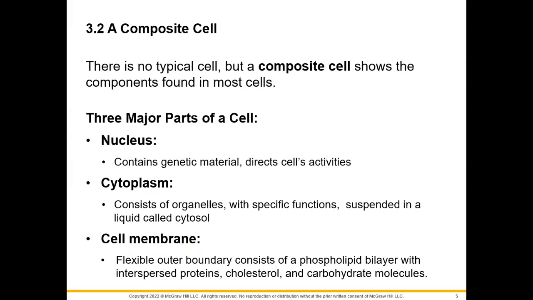There's no typical cell, but a composite cell shows the components found in most cells. Most cells have three major parts: a nucleus that contains genetic material, it directs the cell's activities; cytoplasm that consists of organelles with specific functions, suspended in a liquid called cytosol, which we also call intracellular fluid; and the cell membrane, which is the flexible outer boundary. It consists of phospholipids in a bilayer interspersed with proteins, cholesterol, and carbohydrate molecules.